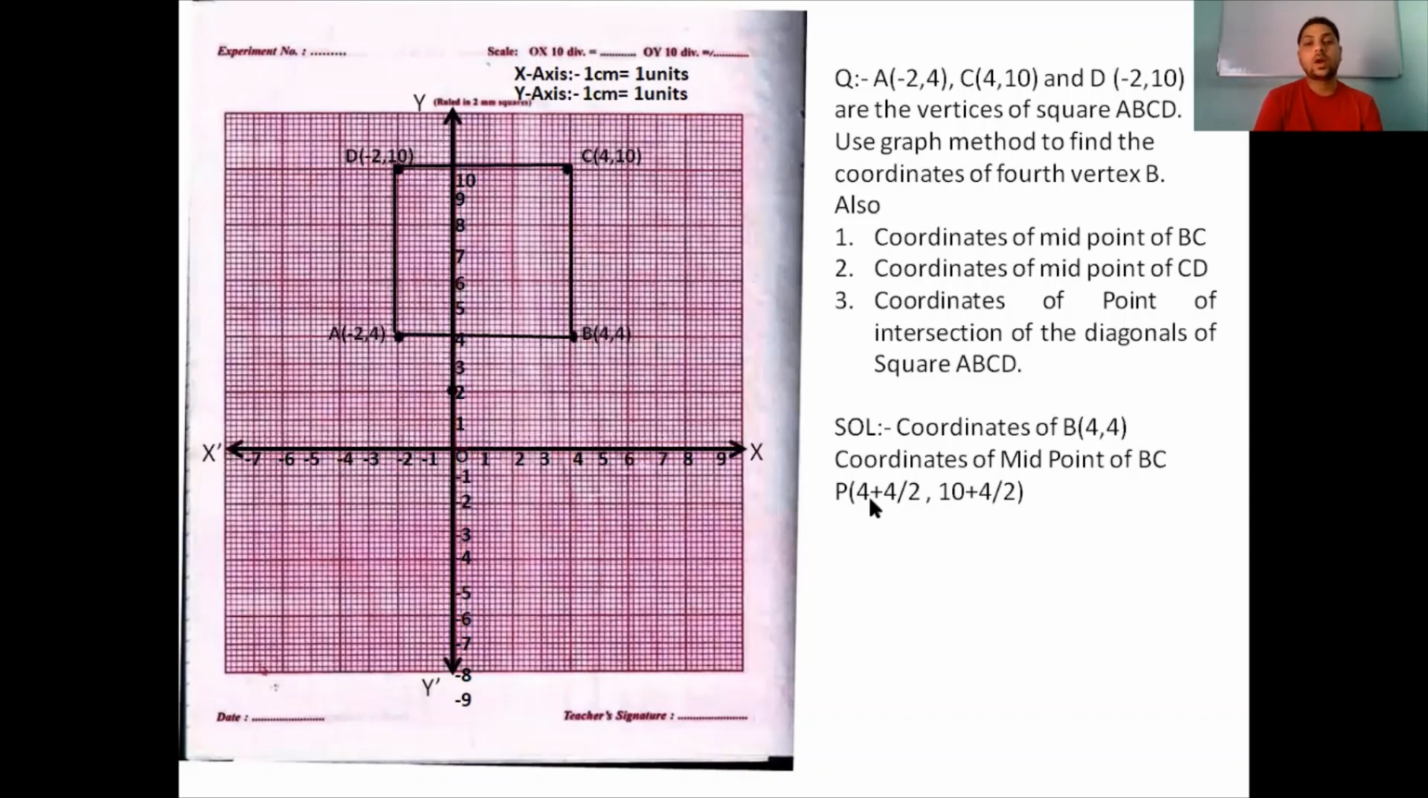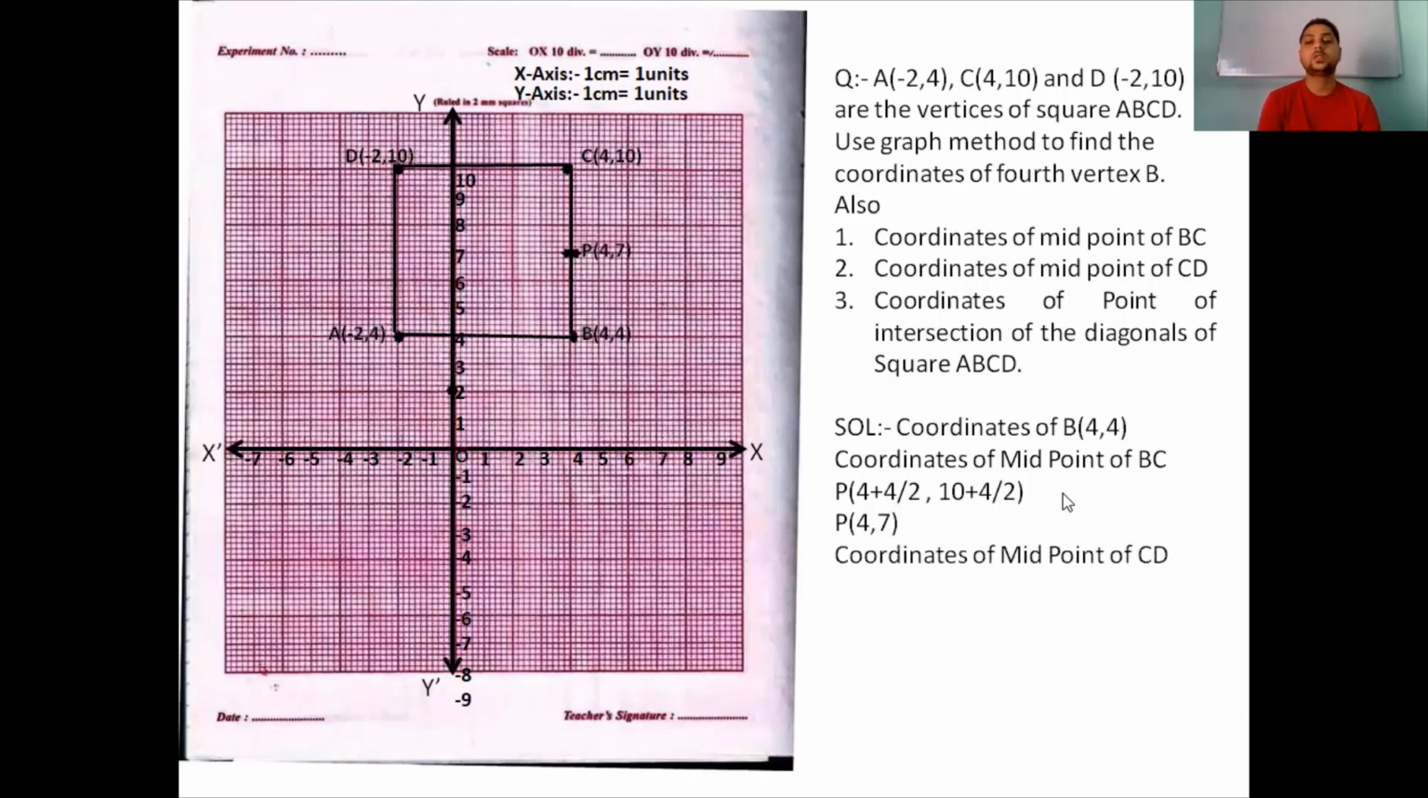Add the x coordinate of B as well as C and divide by 2. That will be the midpoint here. So we have 4 plus 4 divided by 2 and 10 plus 4 divided by 2. So the point is (4, 7). You can also directly calculate or measure the midpoint of side BC. So point P has coordinates (4, 7).